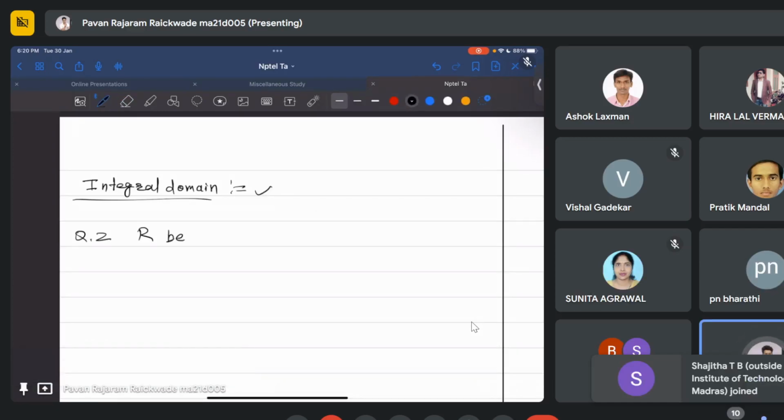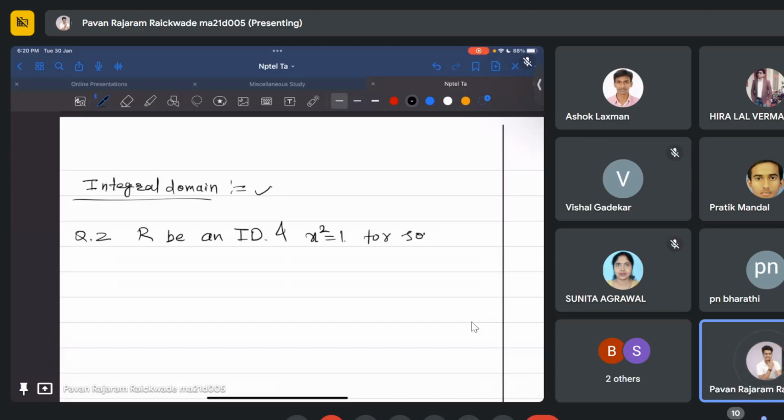Let R be an integral domain and you have x squared equals 1 for some x. Then prove that x equals plus or minus 1. So in an integral domain, you have only these two choices for x. But if you go beyond integral domains, you can have more than two solutions for the equation x squared equals 1. So how do I prove this? I'm sorry for my voice, I have some cold.